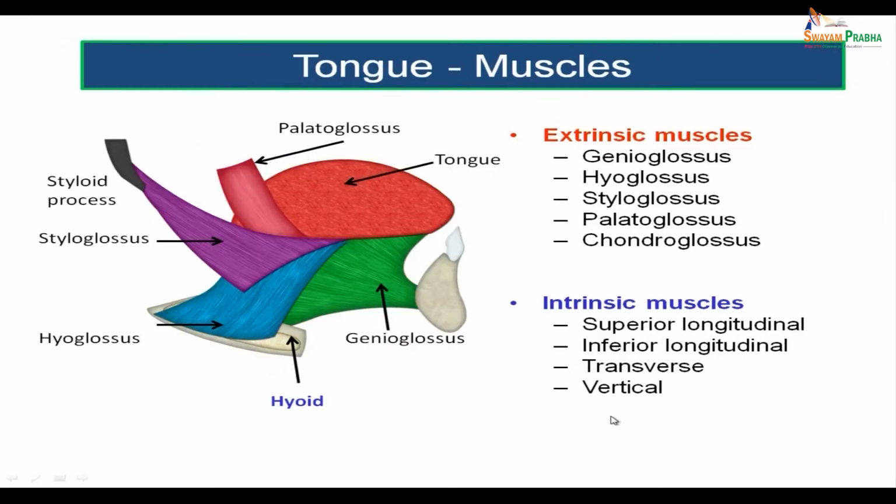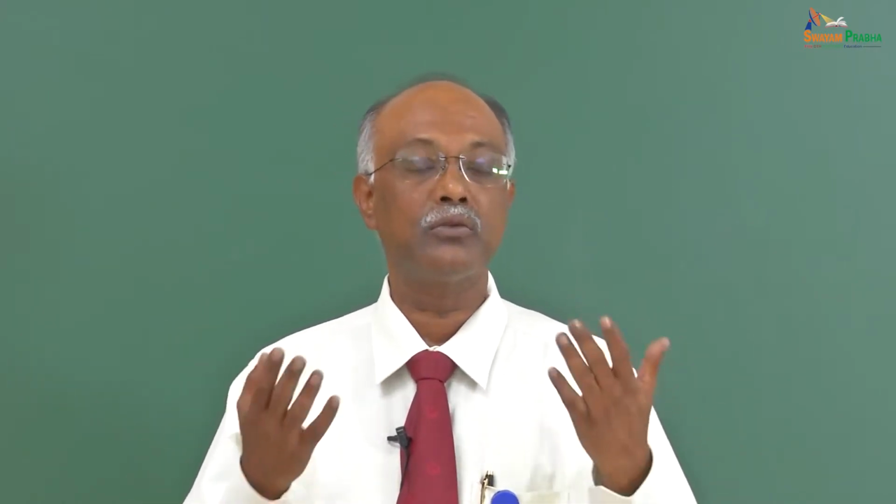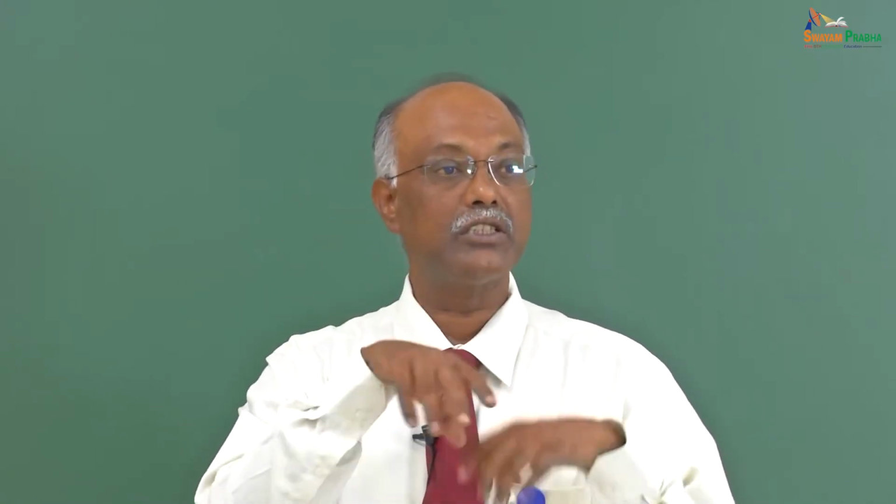Now let's come to the muscles which comprise the tongue. Broadly, there are two categories of muscles which form the tongue. These include the extrinsic muscles and the intrinsic muscles. Extrinsic muscles are those which originate outside the tongue and are inserted into the tongue. And what are intrinsic muscles? Intrinsic muscles, as the name suggests, are those which originate and end within the tongue itself. Now, what is the basic difference between an extrinsic muscle and an intrinsic muscle? Action. What is the basic difference in action? Extrinsic muscles change the position of the tongue. Intrinsic muscles change the shape of the tongue.